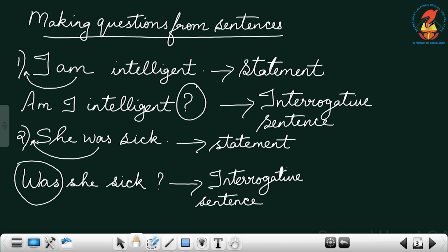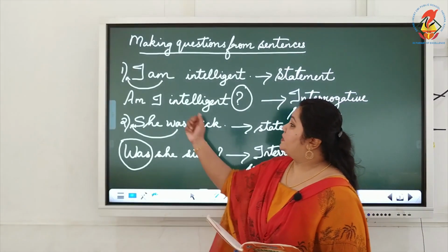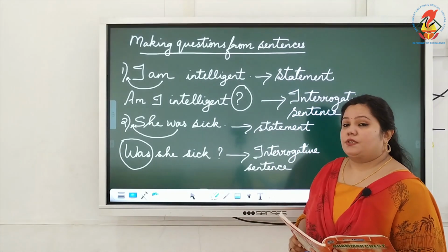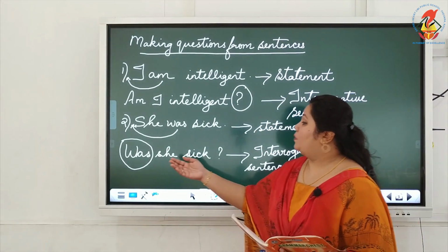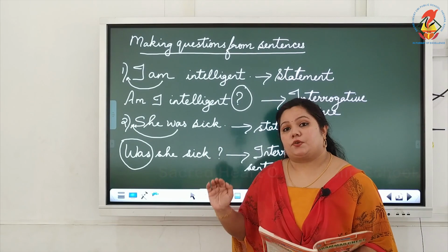Now look at the second one. She was sick. Again, it is a statement, and when we convert that into an interrogative sentence, we have to place was before the subject of the sentence, she. So, was she sick will be our interrogative sentence. Okay, I hope you understood that. So, in the first one, the word am is placed before the subject to make it, am I intelligent? And in the second sentence, the word was is placed before the subject, she, in order to make it, was she sick? So this is how we normally change a statement into an interrogative sentence.